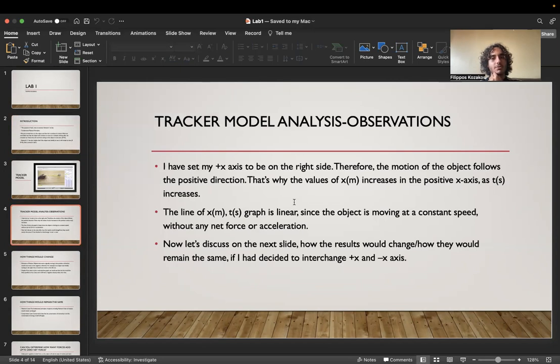So the tracker model analysis observations: I have set my x-axis to be on the right side. Therefore, the motion of the object follows the positive direction. That's why the values of x increase in the positive x-axis as the values of t, which is time, increase. The line of the x versus t graph is linear since the object is moving at a constant speed without any net force or acceleration. So let's now discuss on the next slide how the results will change, or how they will remain the same, if I had decided to interchange plus x-axis with minus x-axis.